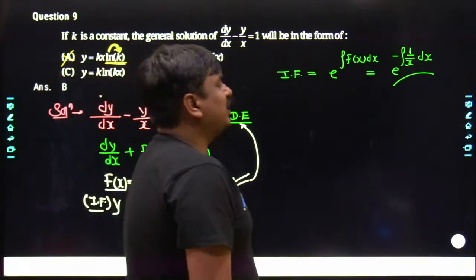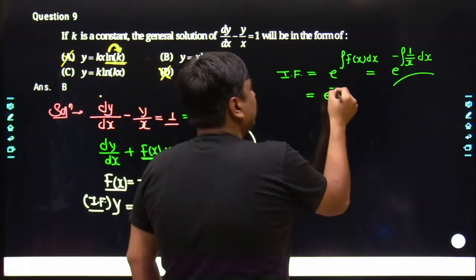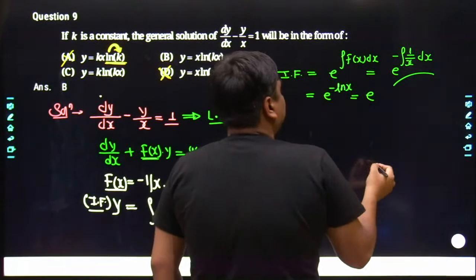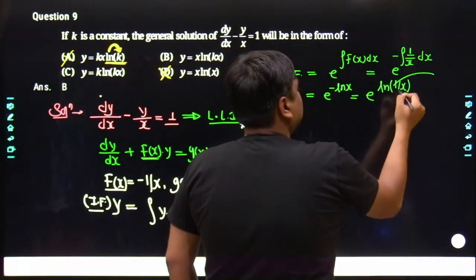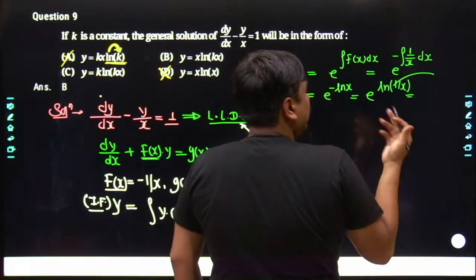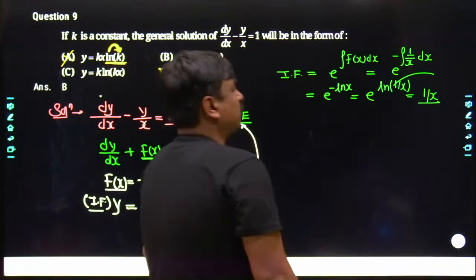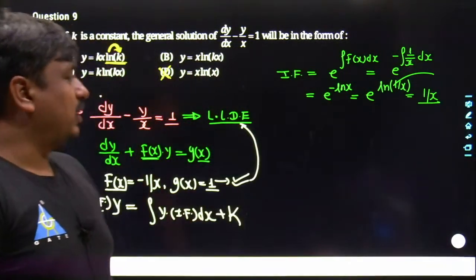Do you know what the integration of 1 upon x is? It's a well-known fact, which gives e to the power of minus log natural of x. Now this could be written as ln of 1 upon x, or x inverse, and e and ln would knock each other off. The factor which would be left out is simply going to be 1 upon x.